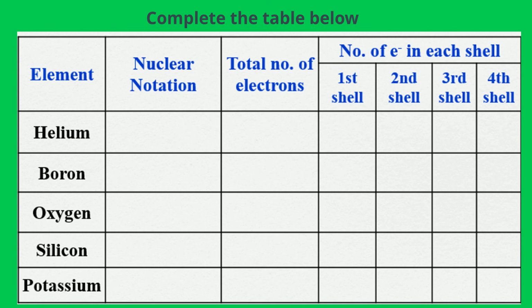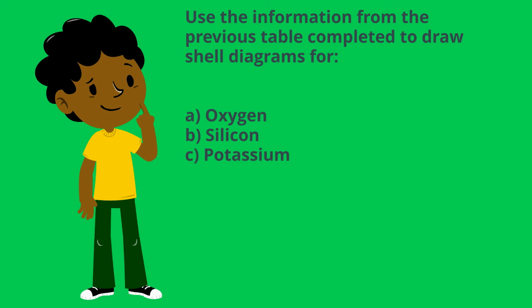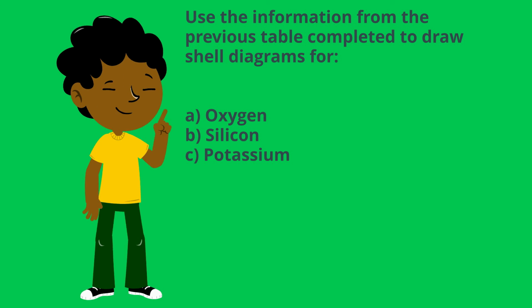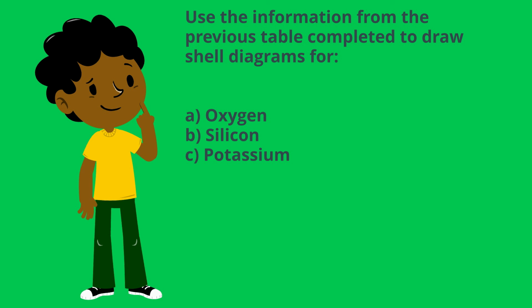For revision, try this table on your own. Use the information from the previous table completed to draw shell diagrams for oxygen, silicon, and potassium.